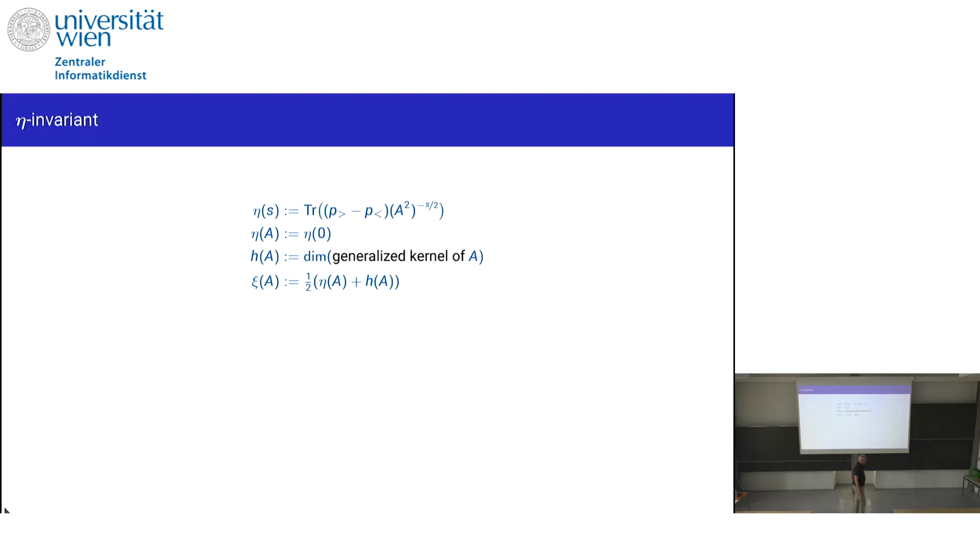So then again, this defines a meromorphic function if the real part of s is large enough. So then we have a holomorphic function on this half plane in the complex plane, and one can again show that this extends meromorphically to all of C, and that 0 is not a pole, so we can evaluate at 0. And this evaluation at 0 is then, by definition, the eta invariant of the operator. Good. And in addition, we have the dimension of the generalized kernel of the operator. And then we take this combination of eta invariant and the dimension of the generalized kernel and call this psi of A. So this is the term that will appear in the index formula. Good. So these are the definitions.